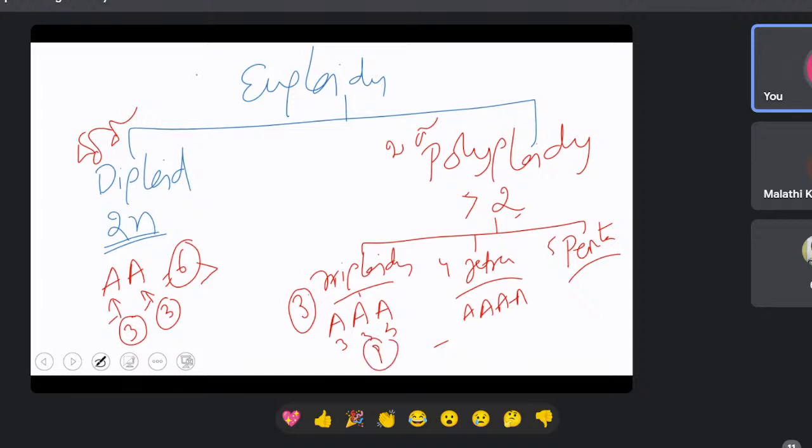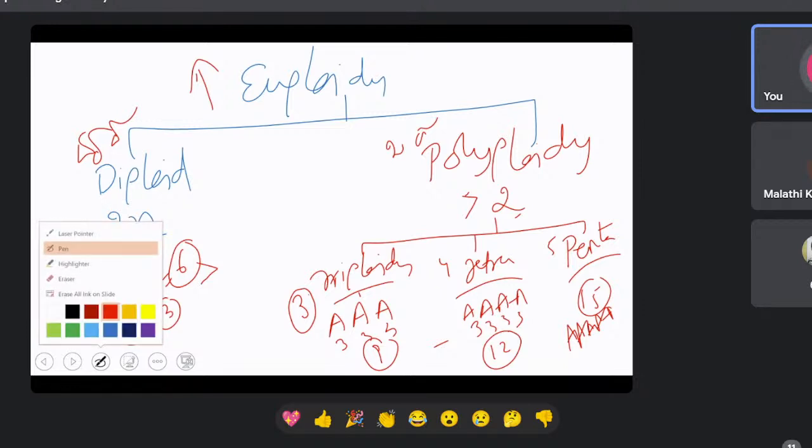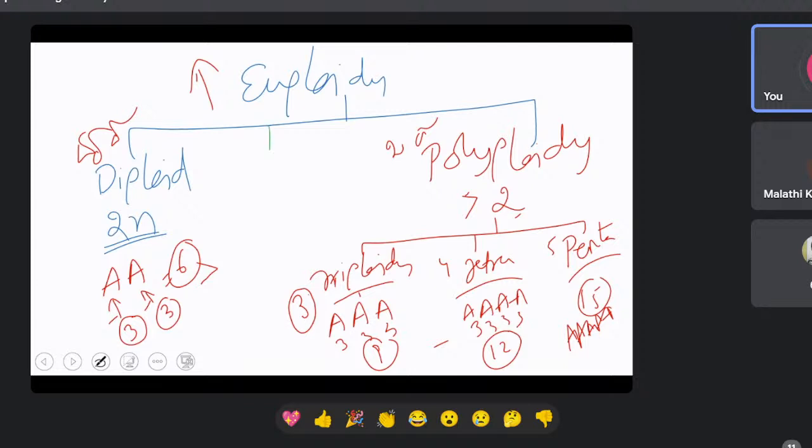Thus there is a increase in the number of chromosomes. Thus it is a numerical variation. Here 3 plus 3 plus 3 plus 3, 12 chromosomes. Here we have 15 chromosomes. A. That is how we designate these. Okay. And between these two, there is a third one that is called as monoploid.